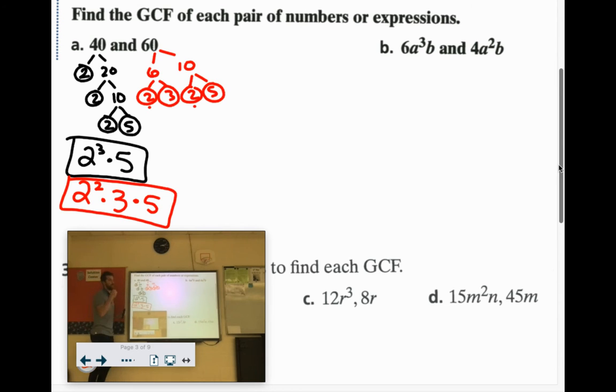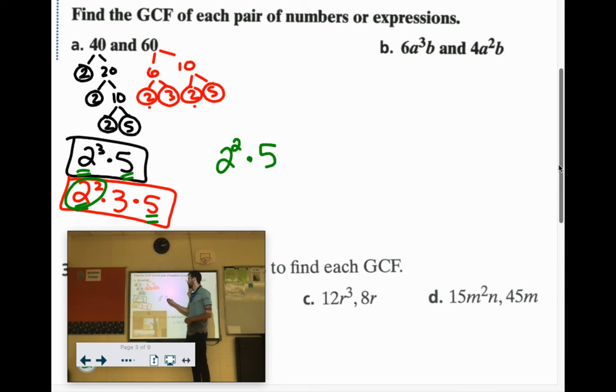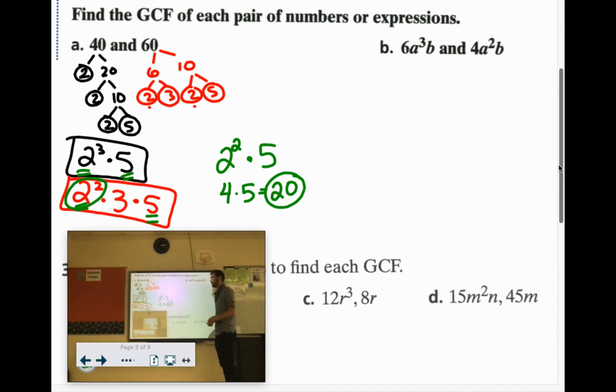So if you're going to use prime factorization, then you look at what they have in common. They both have the base of 2, and they both have at least 2 to the second power. So they have that in common. What else do they both have? They both have a times 5. So we can bring over a times 5. Now 2 squared is 4. 4 times 5 is 20. So 20 would be the largest thing that 40 and 60 have in common.